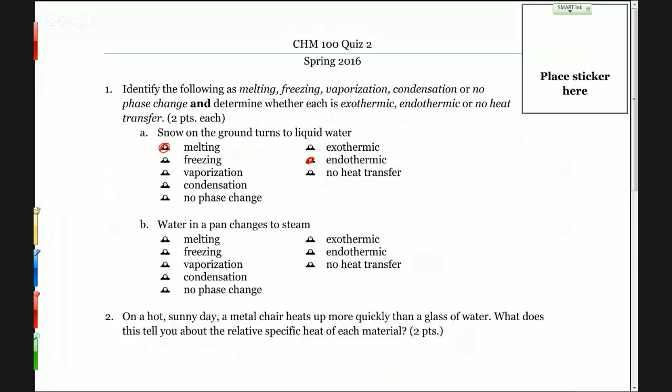Water in a pan changes to steam. Yeah, vaporization or evaporation or boiling would be another word, but that's not a choice here. And is that exothermic or endothermic? That's also endothermic. We need to put heat into the water to make it steam. Just like we put heat into the snow to make it water.